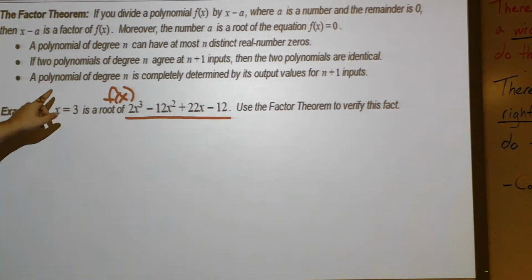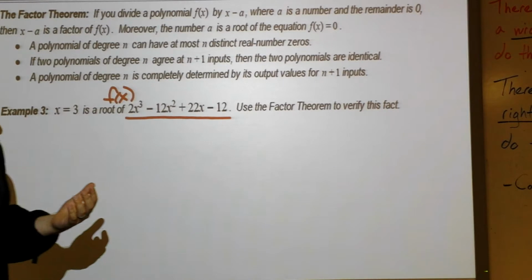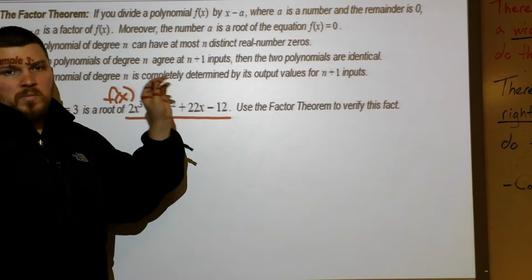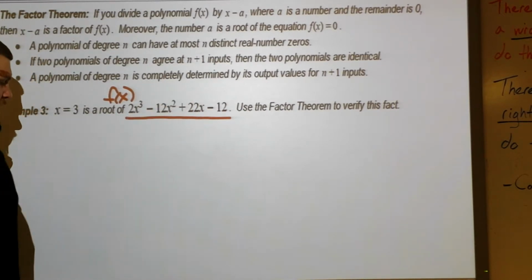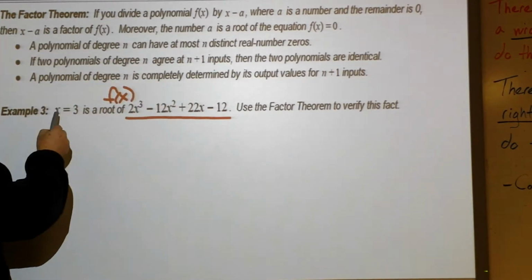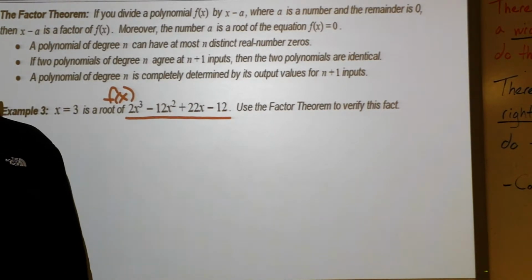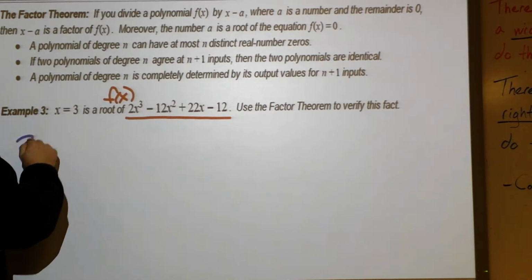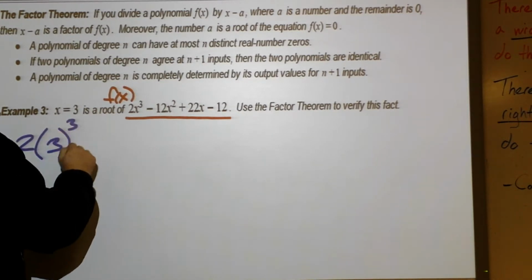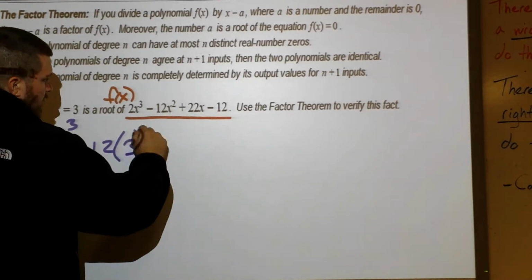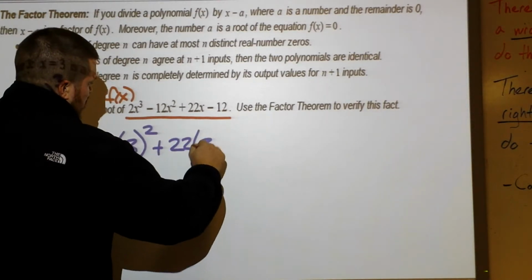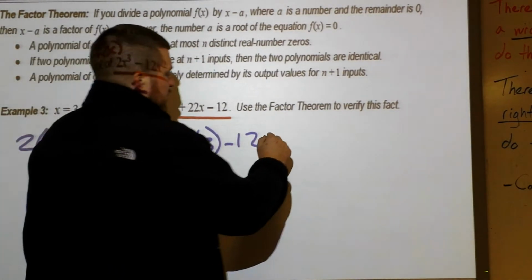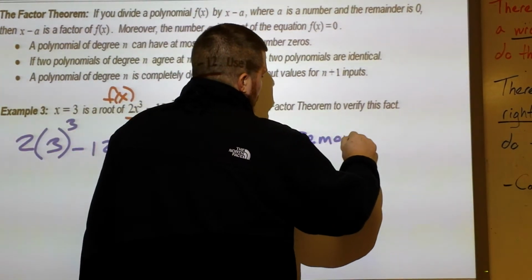What we do want to do is use the factor theorem to also verify this. So remember, since it's a root, that means that when we plug in, the remainder has to be 0. So what we're going to do now, everywhere we see an x, we're going to plug in positive 3. If we end up with 0, then by the remainder theorem, whatever we end up with is the remainder. So we have 2 times 3 cubed minus 12 times 3 squared plus 22 times 3 minus 12. Again, by the remainder theorem, which is what we talked about in the previous video, whatever this is, is the remainder.